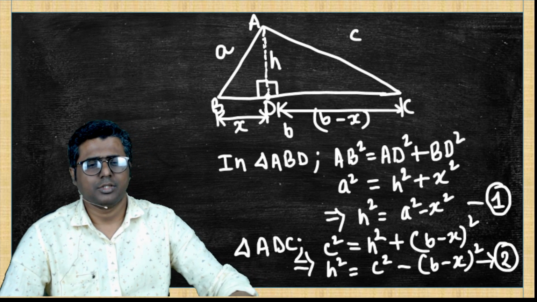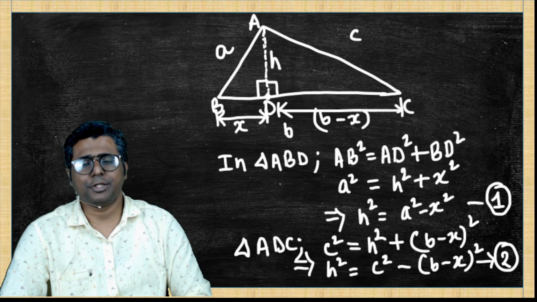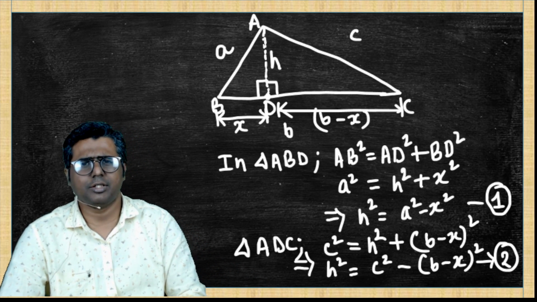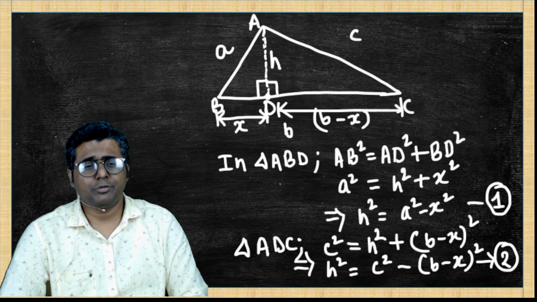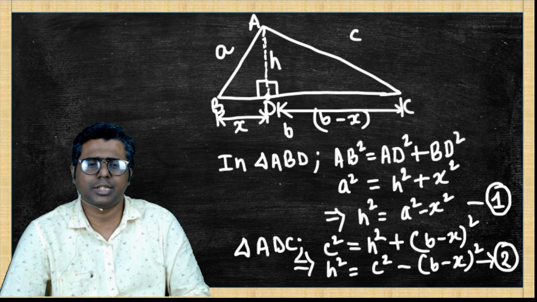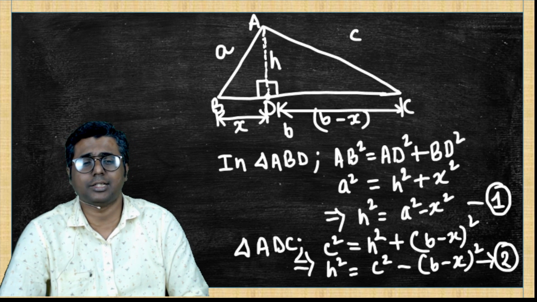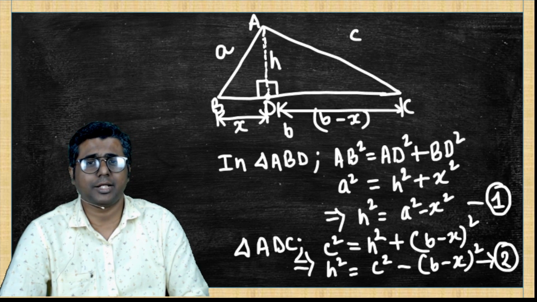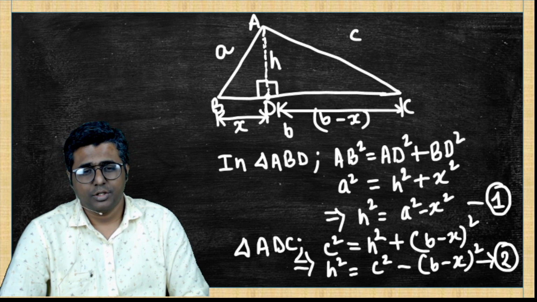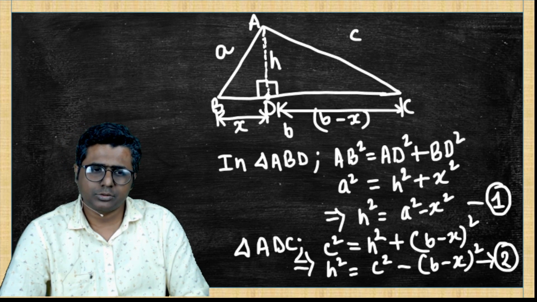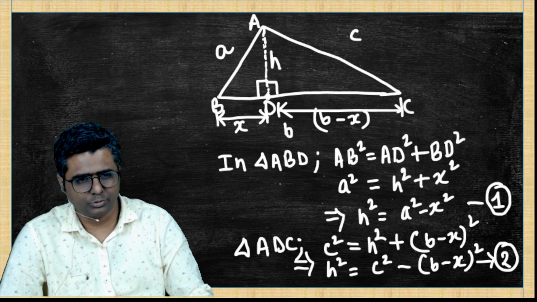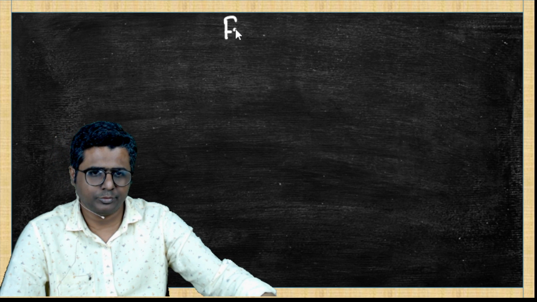Correct? So from these two equations we have found out what? h square. In both these equations I have found only h square, but the expressions are different, right? In one case it is a square minus x square, in the other case it is c square minus bracket b minus x whole square. So definitely both are h square, and we can equate these two from 1 and 2. Okay, so I'll do that. So I can definitely write over here, from 1 and 2.